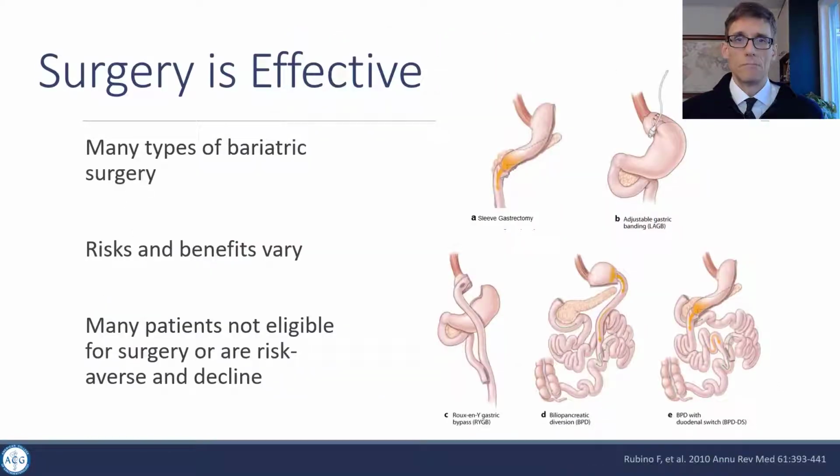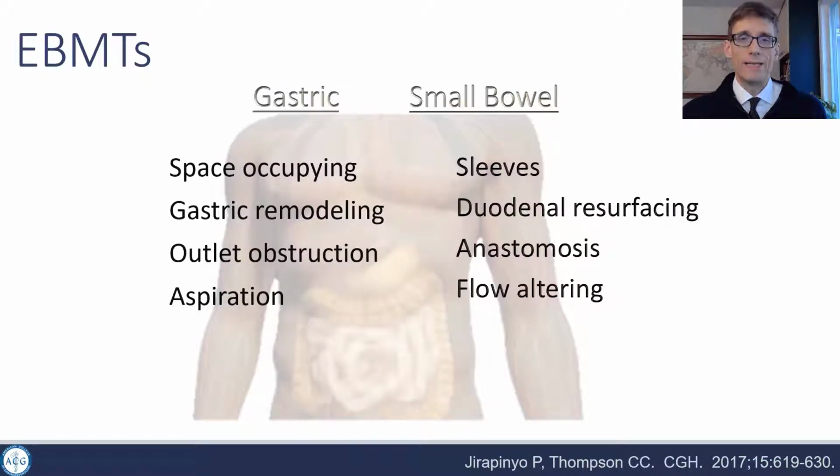and surgery. Surgery is very effective, and there's many types to choose from, including those that focus primarily on the stomach, such as the sleeve gastrectomy and adjustable gastric band, and those that incorporate an element of small bowel bypass, such as the Roux-en-Y gastric bypass, which has a small gastric pouch connected to a roux limb that bypasses the foregut, and various longer limb bypasses. And we know that the risks and benefits vary for these procedures, but the small bowel procedures do have a more direct metabolic impact.